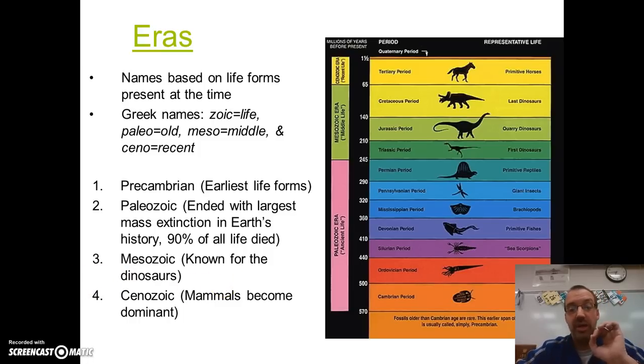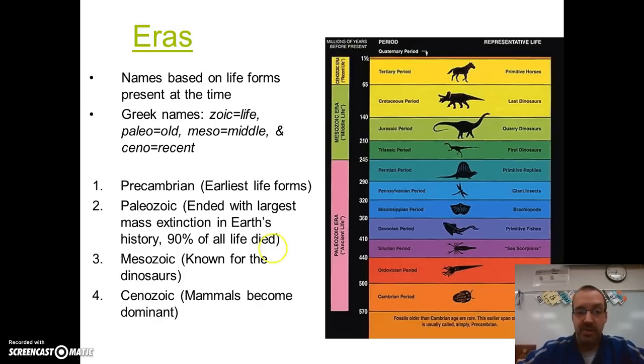It's the closest the Earth had ever come to having life completely snuffed out on the planet. Pretty crazy. Then we get into the dinosaur age, the Mesozoic, okay, middle life. This is the age that's the most romantic. Jurassic Park, of course, is one reason why. But the Mesozoic is what includes the dinosaurs.